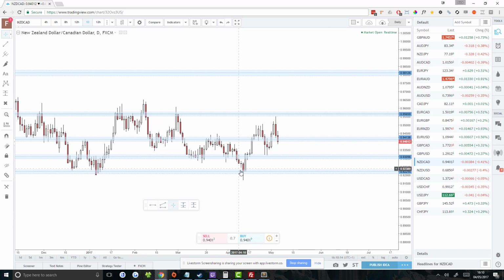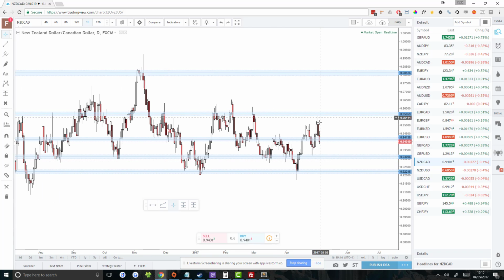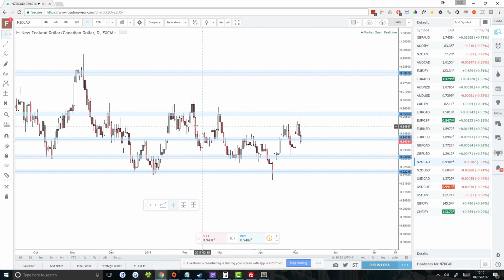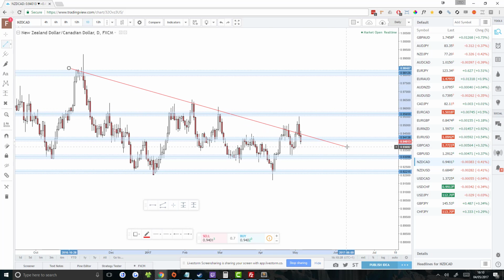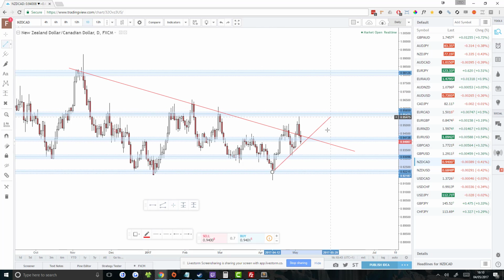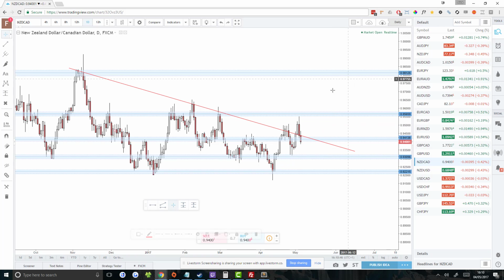This could be a nice little continuation reversal. The trend is kind of pointing up. It's not a big trend, but it's slightly trending up. Let's draw a quick trend line here. So the bearish trend line's broken. Price has fallen back down and it is stalling on support. So we could be seeing the start of a nice bullish trend here. Something like that.